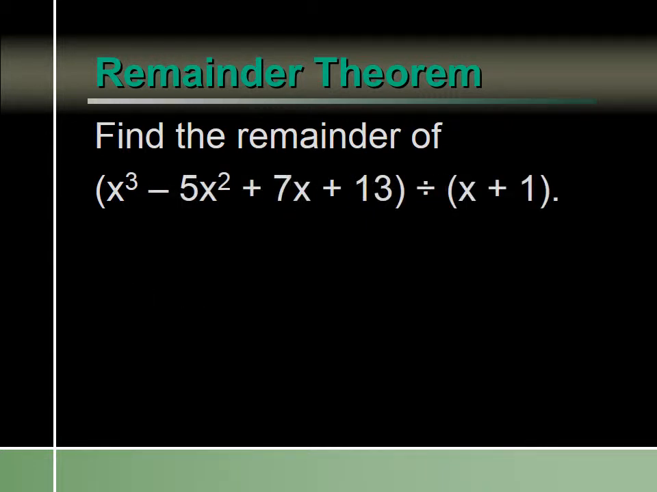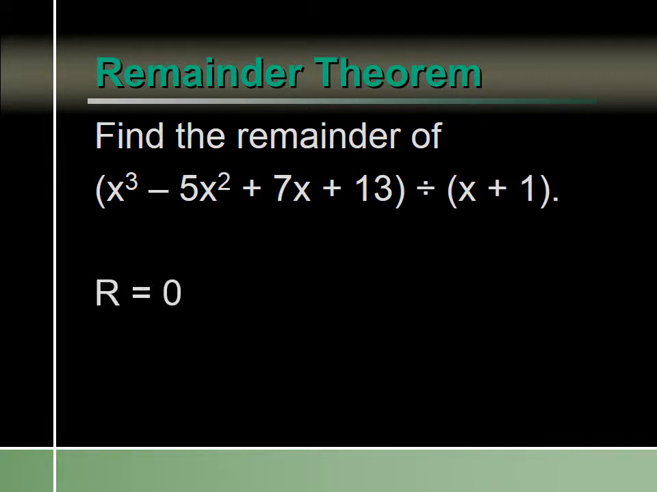One more problem. X cubed minus 5x squared plus 7x plus 13 divided by x plus 1. Again, when we plug in a value to find a remainder, we're not going to plug in 1. We're going to plug in -1 because it's supposed to be in the form x minus a, and it's not. So in order for it to be in x minus a, it would be x minus -1, which means it's -1 for our a value.